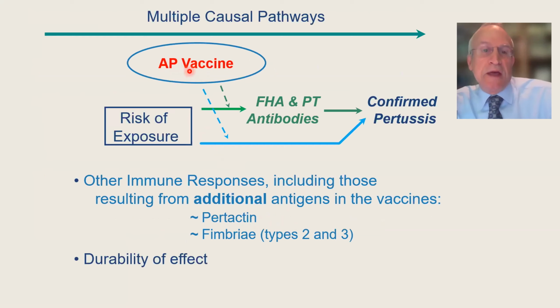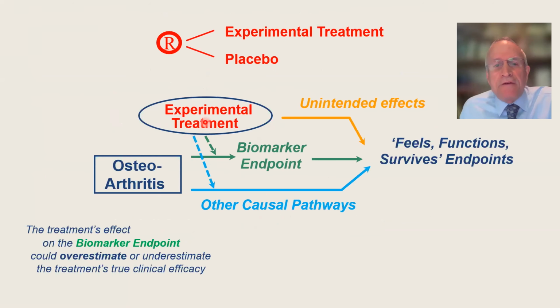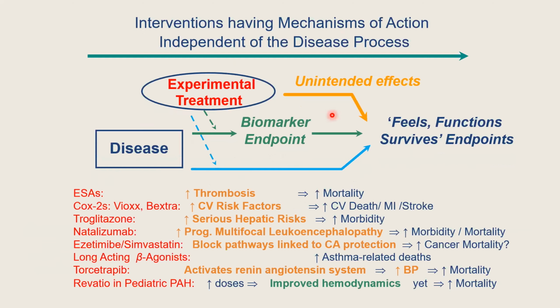And this could be explained in many ways, including the fact that the Aventis Pasteur vaccine not only had the intended effects on FHA-PT, but on other immune responses that resulted from additional antigens in the vaccine, and also by durability of the effects. An effect of an experimental therapy on a biomarker could also overestimate the effect on feels, function, survives, because interventions often also have unintended effects.